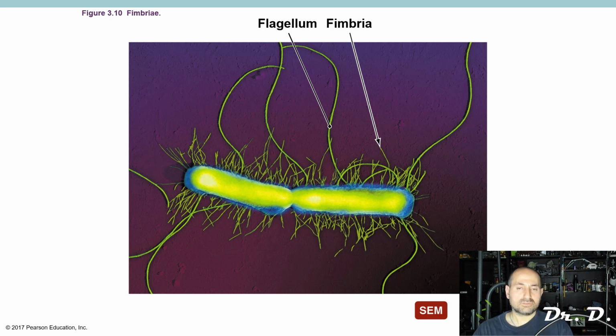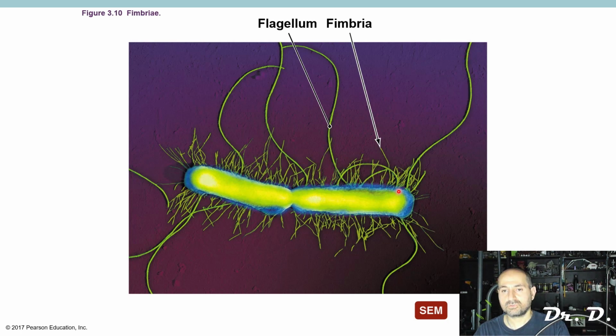Do you see the long extensions here, these long whip-like structures? What do you think that is? That's the flagella, isn't it? So this is a peritrichous, because there's flagella all over the place, right? Peritrichous bacteria.